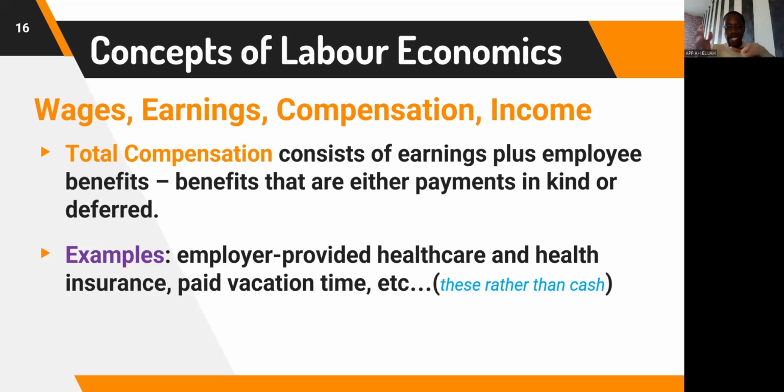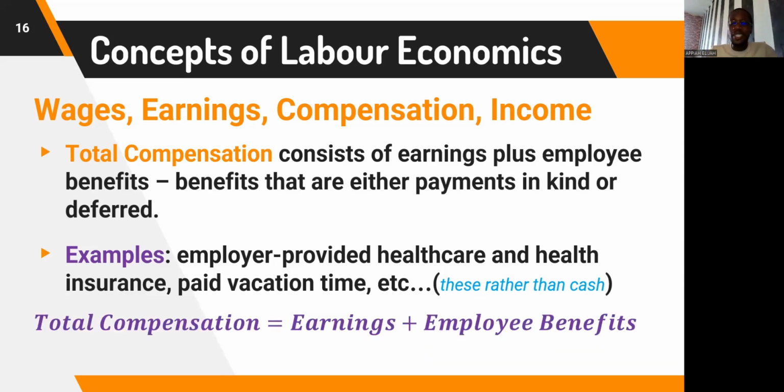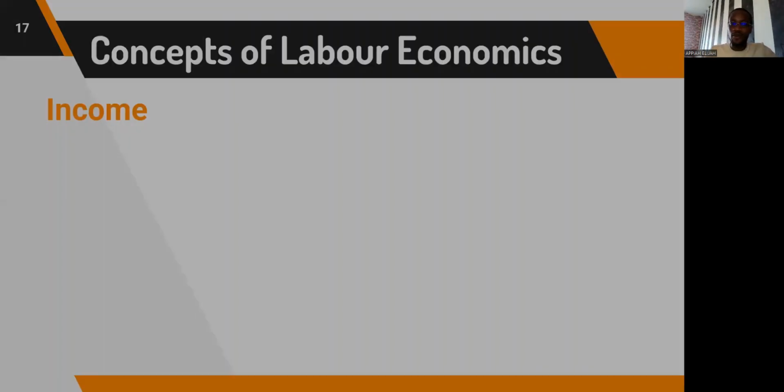So your earnings plus employee benefits will give you the total compensation. These are rather than cash. So if you want to get total compensation, it means that it is earnings plus employee benefits. That is what it is.